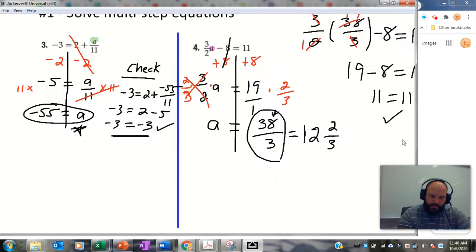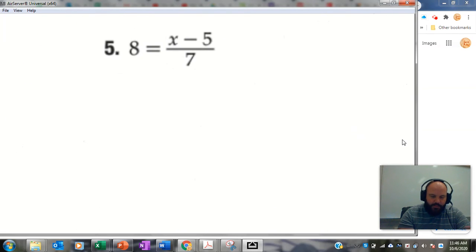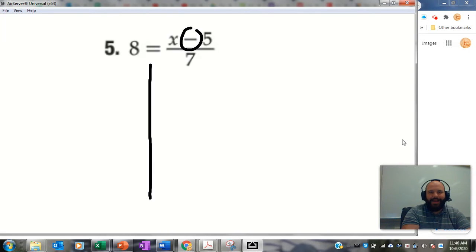All right, so let's go to the next one. Here's the second of 3 that I'm going to show you. So once again, we have an equation, and you can see there's a variable x right there. There's a couple things happening to x. It's being subtracted by 5, but it's also being divided by 7. So normally, you would get rid of the subtraction first.